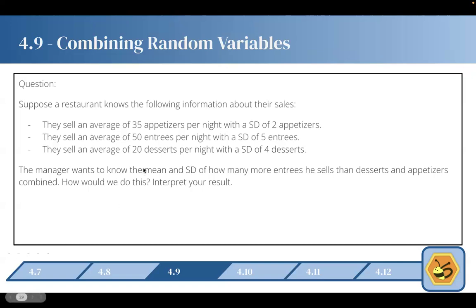So what we can say then is that the mean of the random variable with desserts and appetizers combined is 55, right? And so now when we subtract that from entrees, we get 50 minus 55, which is actually -5, right? Remember how we said that the standard deviation can't be negative, but the mean actually can be, so we're all good there. So that would be a -5 as the mean. And when it says to interpret your result, what I meant was, what does it mean if the result is negative? So what do you guys think? What does it actually mean that the result is negative? And I think RS said that before.